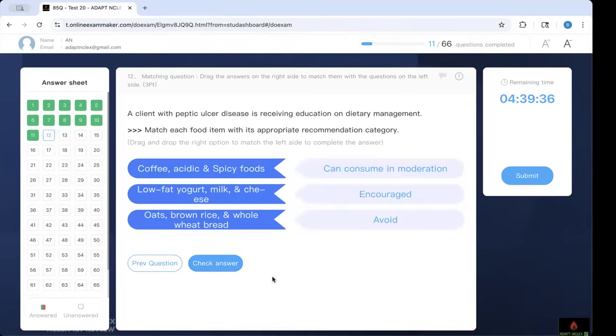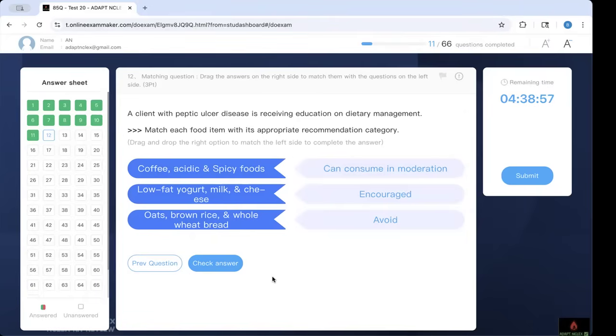A client with peptic ulcer disease is receiving education on dietary management. Match each food item with the appropriate recommendation. So you have peptic ulcer disease. Which of these should they avoid, which should they consume, which should you encourage? Caffeine, acid, spicy food. They should avoid, encourage, or consume in moderation. Low-fat yogurt, milk, cheese. This is oat, brown rice, whole grain.